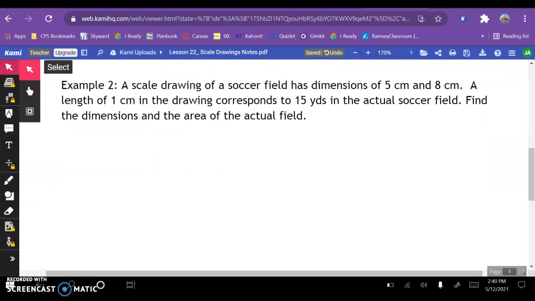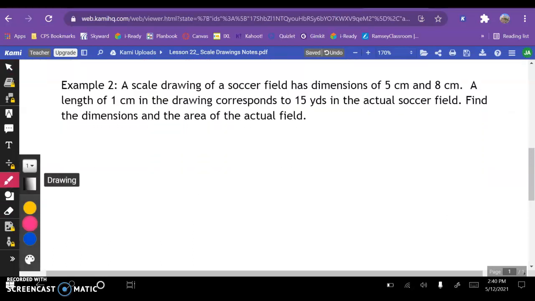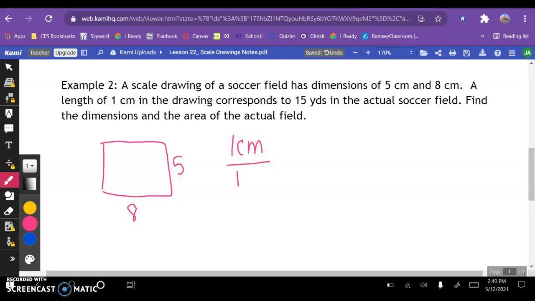All right, in example 2, it says a scale drawing of a soccer field has the dimensions of 5 centimeters and 8 centimeters. So a smaller version of the soccer field is 5 by 8. A length of 1 centimeter in the drawing corresponds to 15 yards in the actual soccer field. So 1 centimeter is equal to 15 yards on the actual field. Find the dimensions of the area of the actual field.